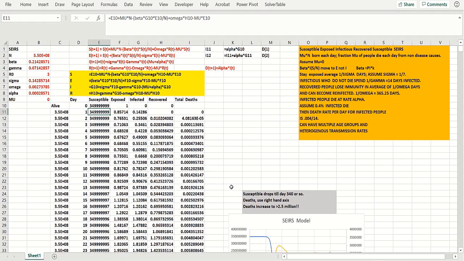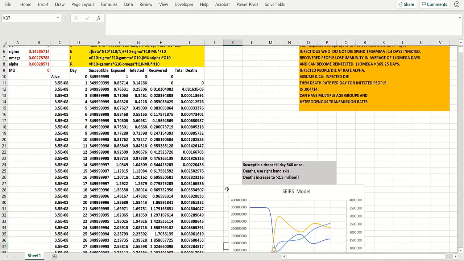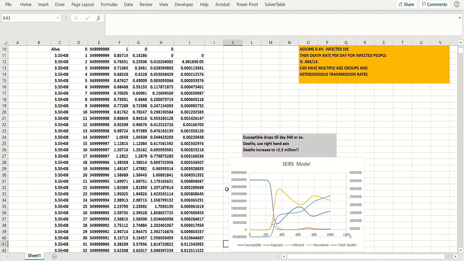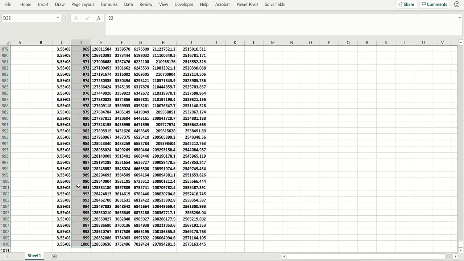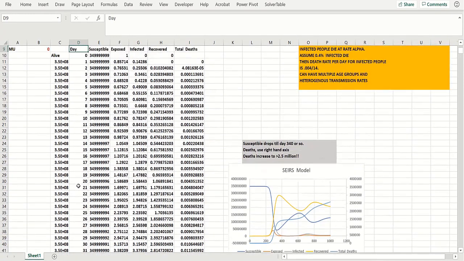And going down to the chart on the right-hand part, again, this is a scatter smooth line with markers. The right-hand axis is the number of deaths, and we get 2.5 million deaths if we run this through 1,000 days, a couple of years. That's what was bandied about by Imperial College, and even the president mentioned that. Basically, we could have had 2 million deaths, and by putting in these parameters, we get 2.5 million deaths, not 2,000.